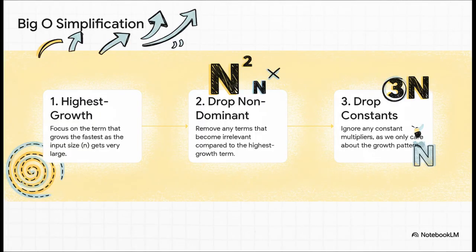Now, I know Big O notation sounds kind of scary and mathematical, but trust me, it's really all about simplification. There are basically 3 simple rules. 1, you look at all the parts of your algorithm and you just focus on the one that grows the absolute fastest. 2, you just drop all the other, less important terms. They don't matter in the long run. And 3, you drop any constants, any simple multipliers. All we care about in the end is the general shape of the growth.